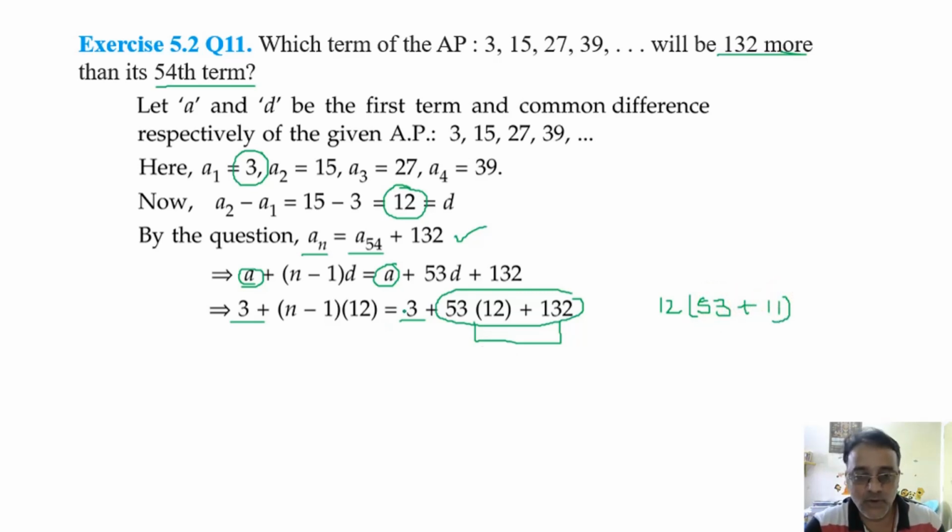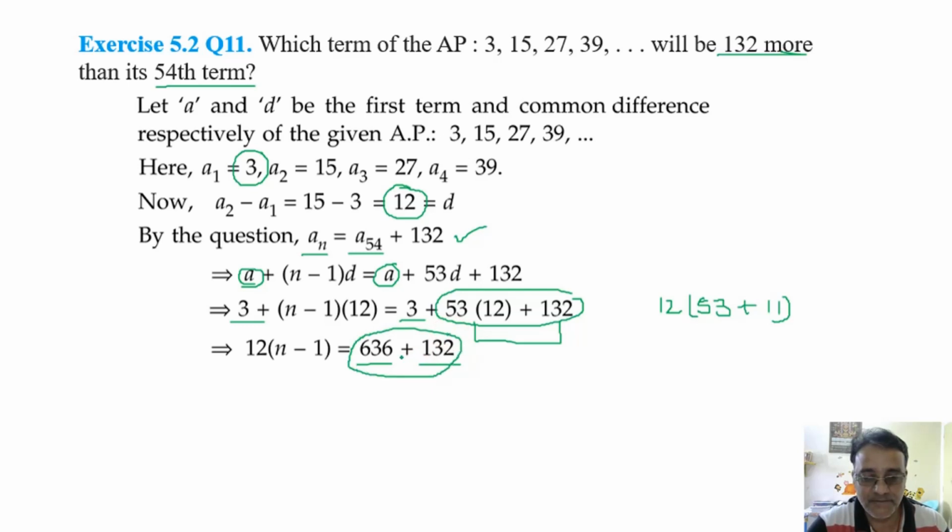Okay, now I am going to eliminate a from both sides, and 53 into 12 is 636 plus 132. If you add these two, you will get 768. 768 is divisible by 12, so we will divide it and we'll get 64. This is one way. Another way, I told you 12 into 53 plus 11. So the 12 here and the 12 cancel, and we'll get 64.